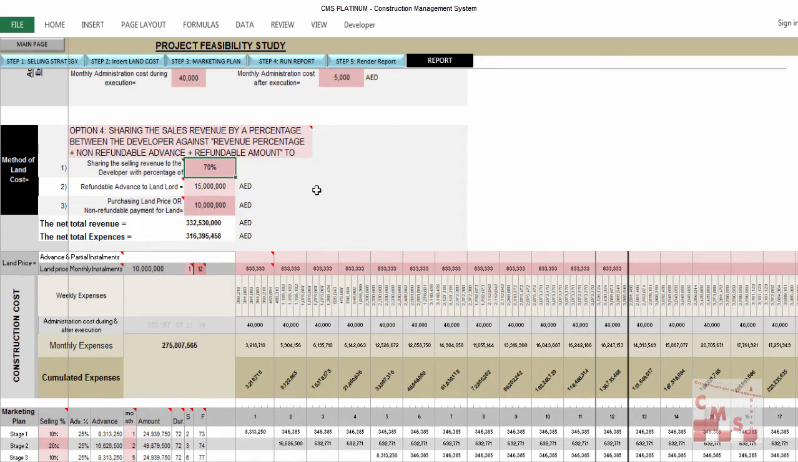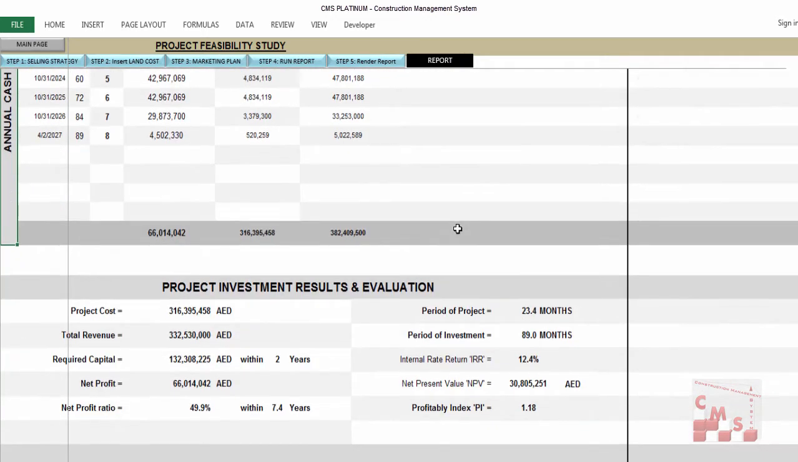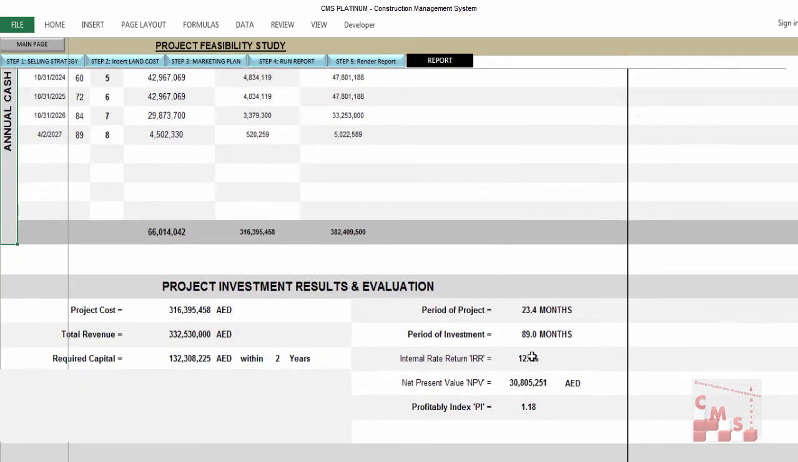Let's try 70%. You have here the revenue more than the expenses. Let's check the profitability. You will find here an IRR of 12%, which is more than the discount rate. Net present value is 13 million and the profitability index is 1.18, which is above 1. If you agree to this percentage and this information, we'll proceed with your project with these conditions.